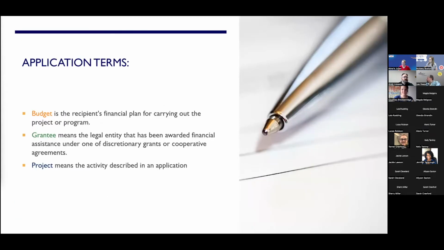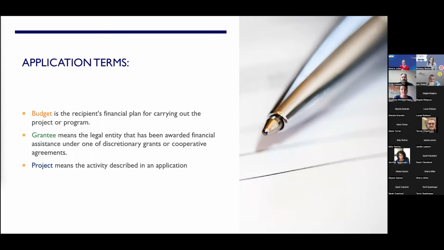So first, a few application terms, things you want to know what they are. Budget. The budget is the recipient's financial plan for carrying out the project. So what is your budget? You want your budget to be clean. You want your budget to be concise. You want your budget to be something that aligns with not only what they're asking, but also with what your institution needs.